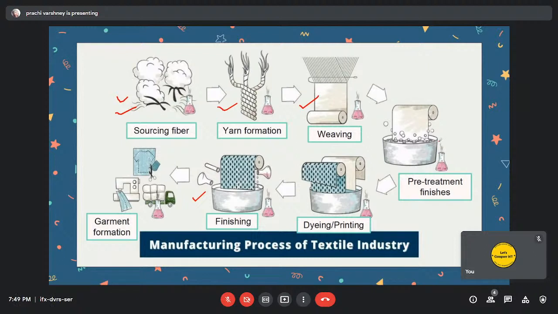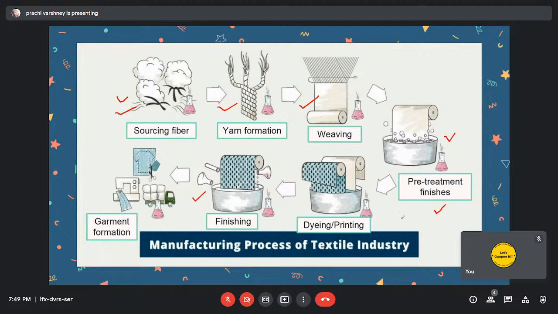Then we do pre-treatment finishes. I told you in the previous slide that we can do finishing on different kinds of fabric. These pre-treatment finishes are very important. If you are going to make any kind of garment, then you have to perform pre-treatment finishes. There are different kinds of pre-treatment finishes, for example singeing, desizing, bleaching, mercerization. Their application is very different depending upon which kind of pre-treatment finish you want.